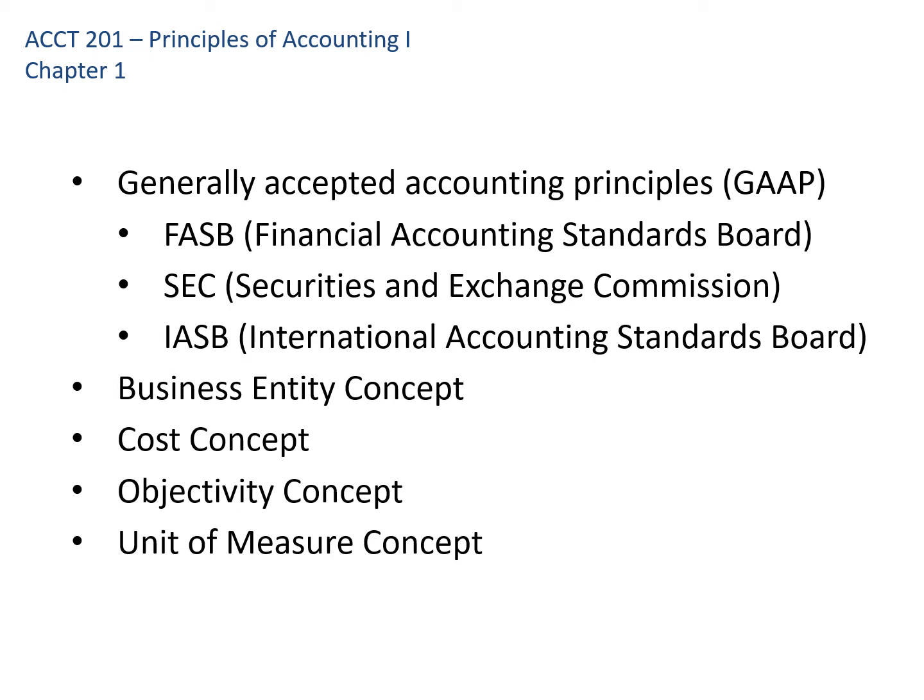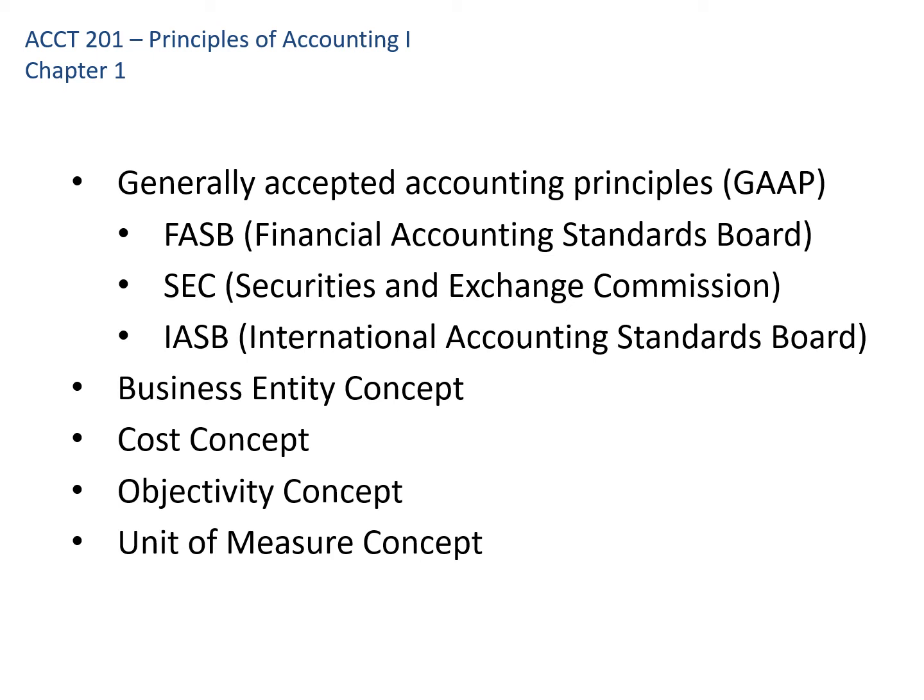These principles are based on four underlying concepts. One is the business entity concept. That means that we're only going to record transactions for the business itself, not the owner's personal life. Next, the cost concept. Everything we record is going to be recorded at historical cost, so we're not going to factor inflation in or anything like that.